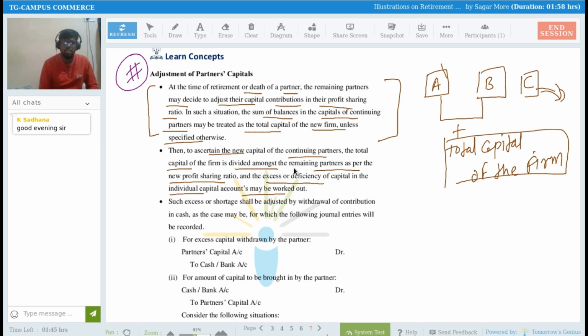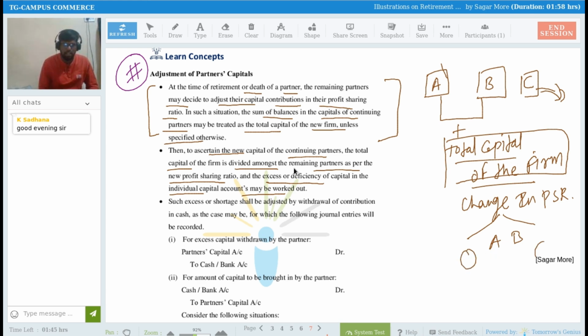but after retirement of partner C, if there is a change in profit sharing ratio, then whatever total capital is there, you have to distribute between A and B as per their new profit sharing ratio. And after distributing that, if any balances come in the individual capital column of A and B, that can be a deficiency of capital or that can be excess of capital. And you have to transfer that towards bank account, right?